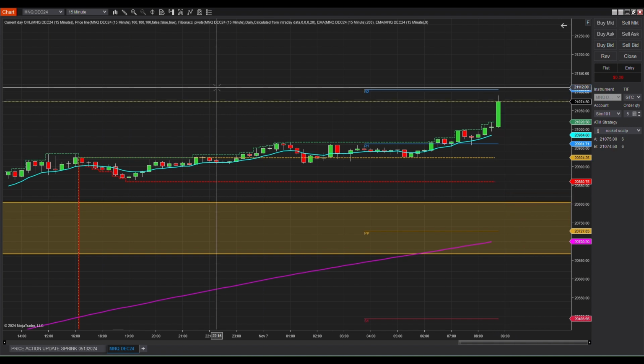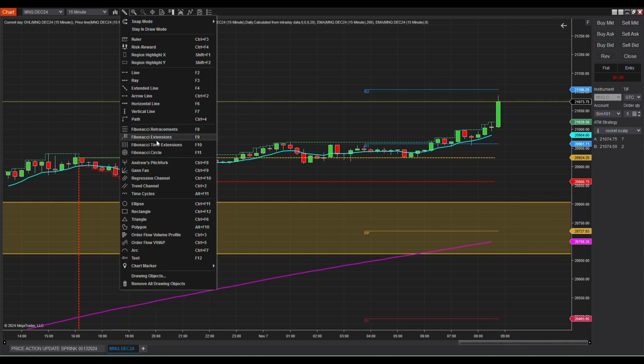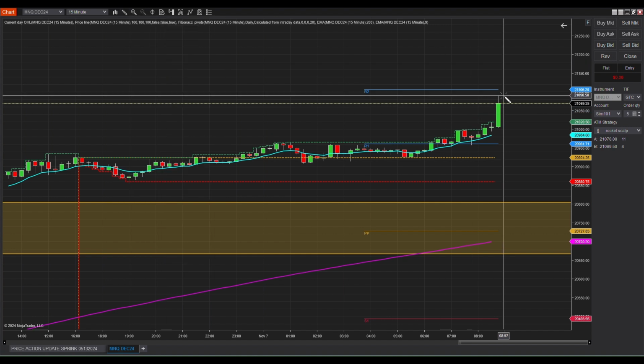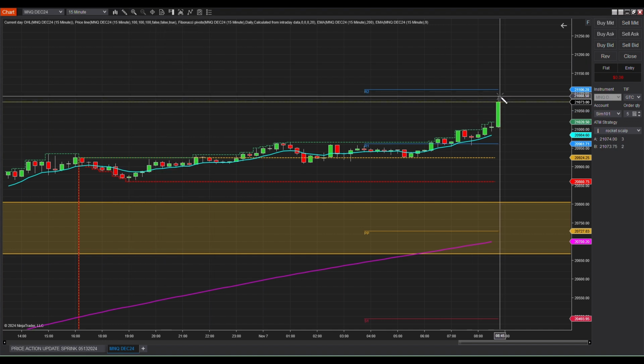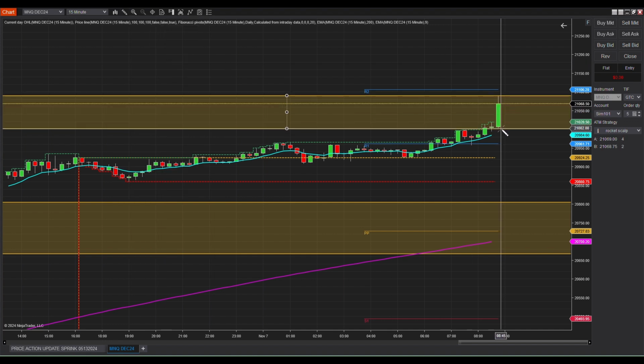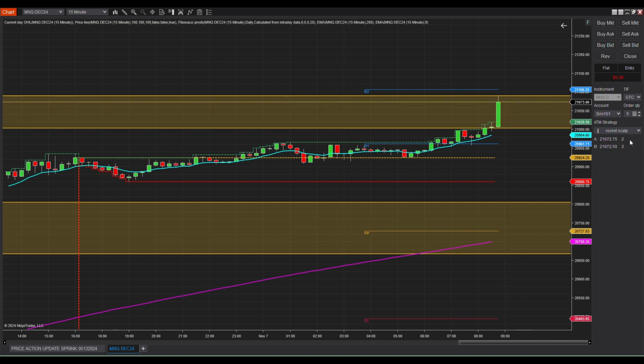Let me go ahead and mark up the zone for today. So what I do is go to the drawing tool. Region highlight. I'm going to highlight. So far, that is our zone. That is the 15-minute zone for today. I'm going to see what type of trades we can get in.